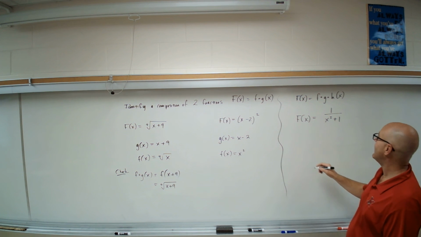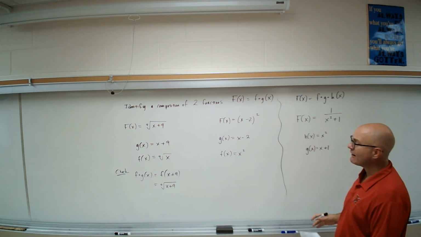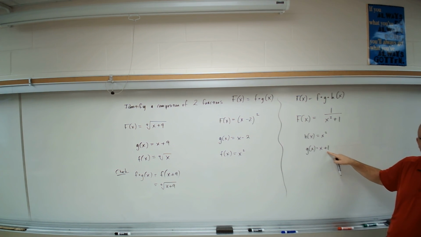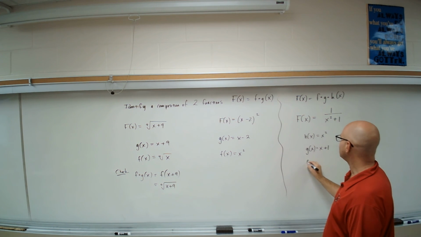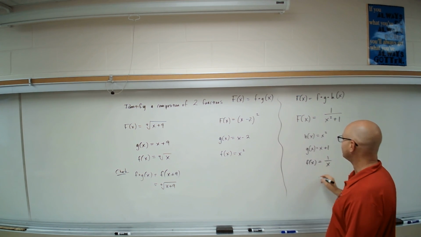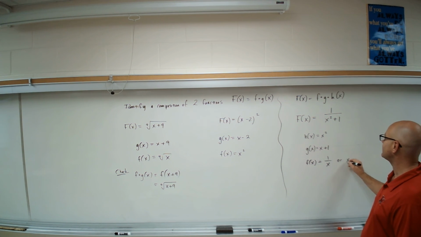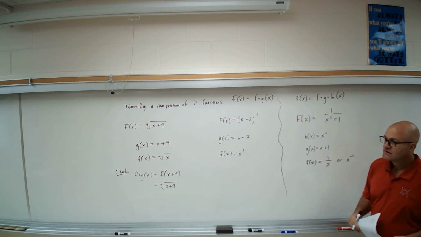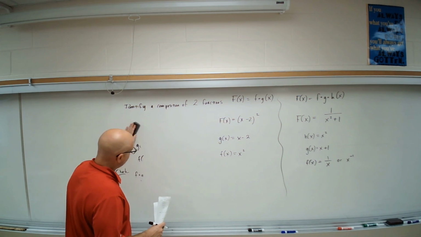So h of x would be x squared. g of x would be x plus 1. Now, again, the first function dealt with the x squared, so here we just put x plus 1. Right? And then you want to take 1 divided by the input, so f of x would be 1 over x. Sometimes you may see that written as x to the negative 1 power, just to kind of compare there. So there's one more on here if you want to go ahead and try that one, and then we'll be done for the day.